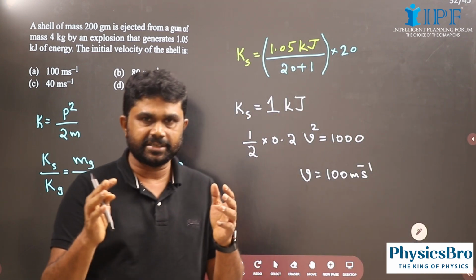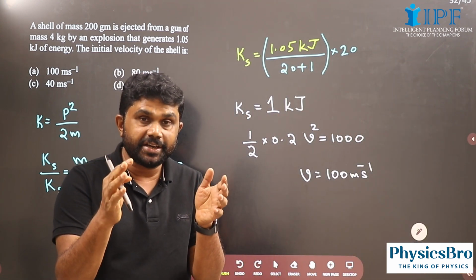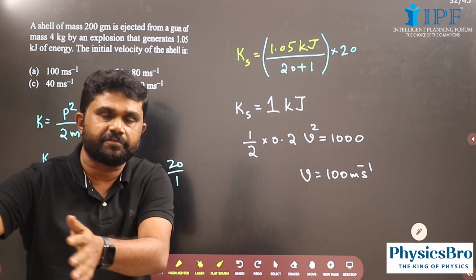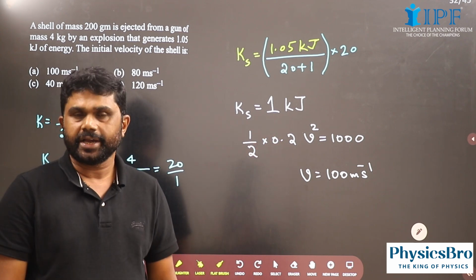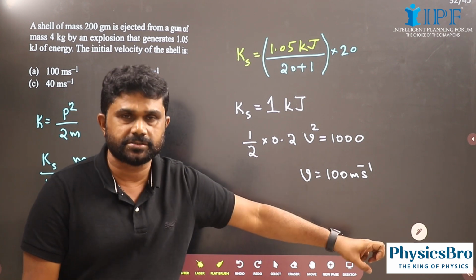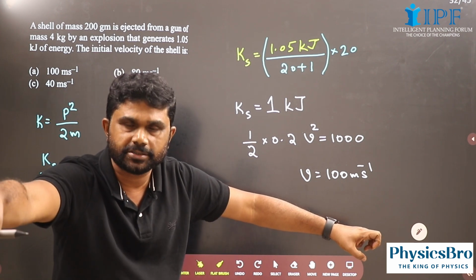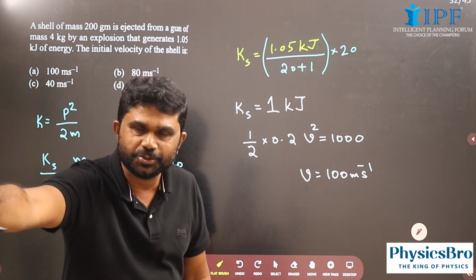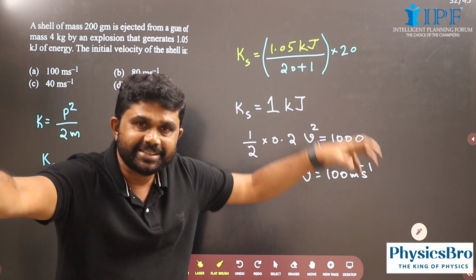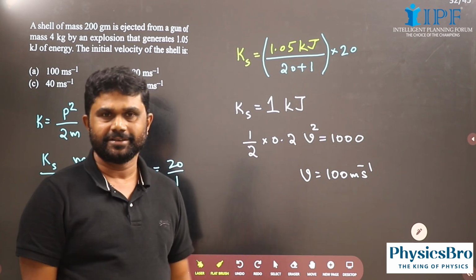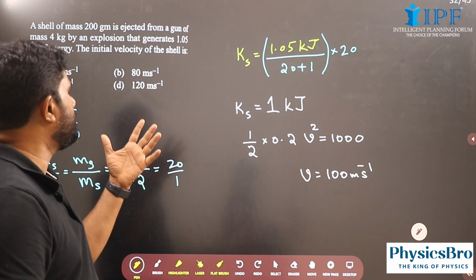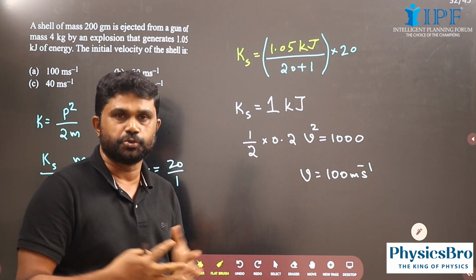So the total kinetic energy 1050 is to be divided into 21 equal parts. Then each part will be 50, like that 21 parts. Kinetic energy of the shot is 20 parts, and kinetic energy of the gun is only 1 part. So kinetic energy of the gun is only 50 joule, and kinetic energy of the shot will be 1000 joule. This 50 and this 1000 are in the ratio 1:20. Everything fine, beautiful.